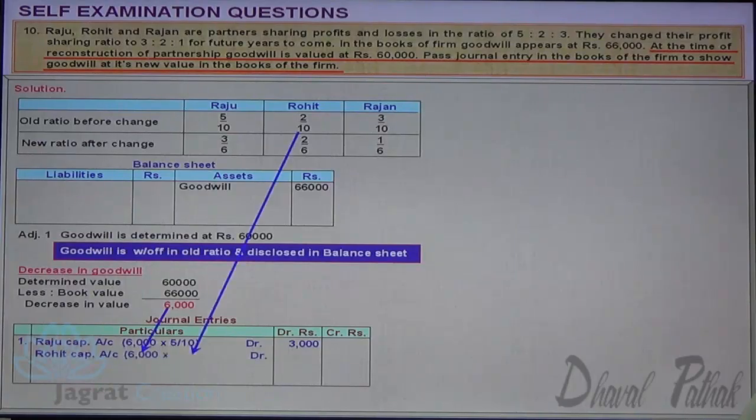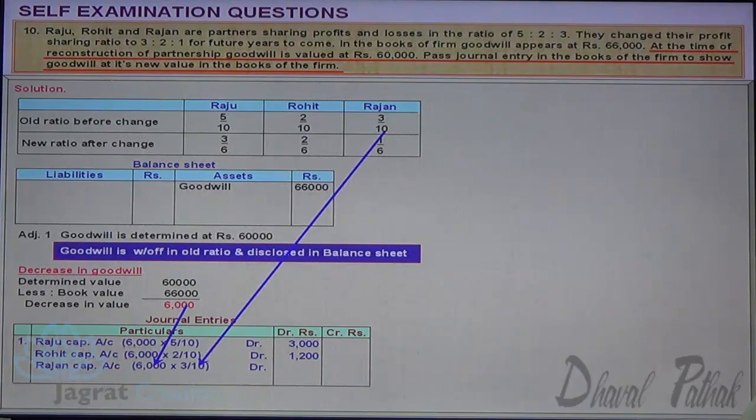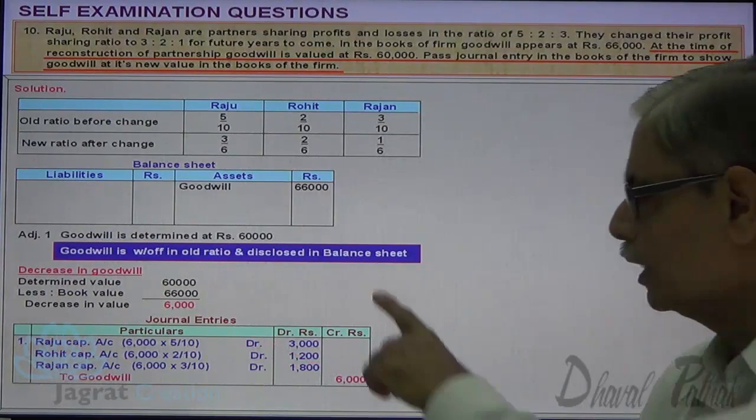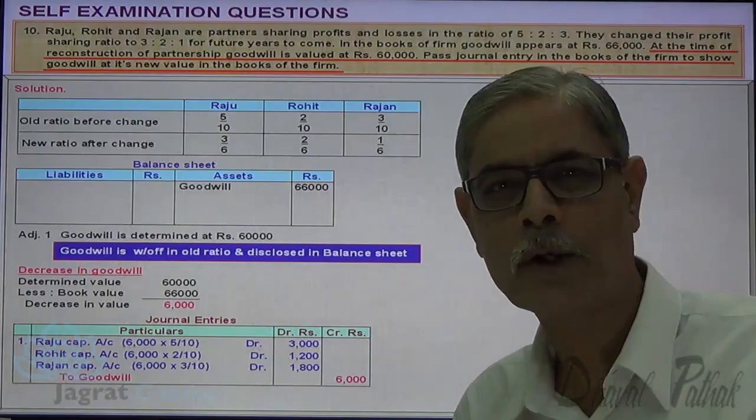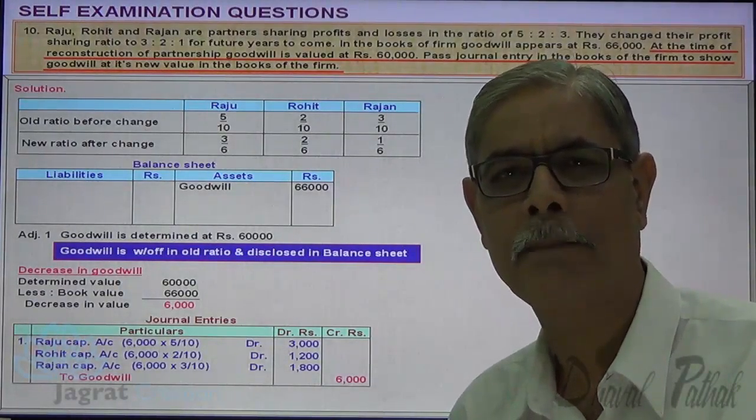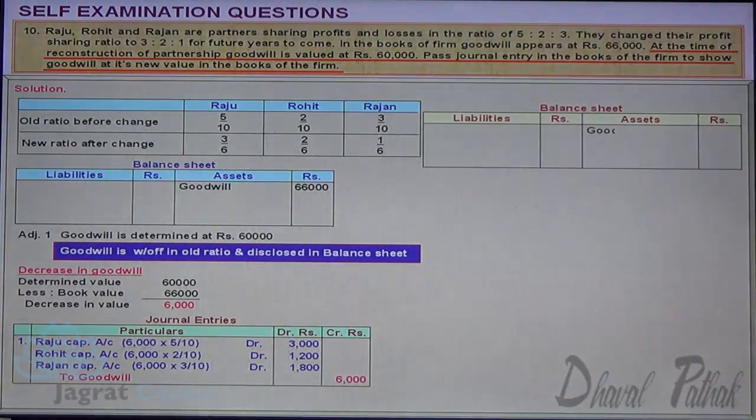Rohit capital account debit 6,000 into 2 by 10. Rajan capital account debit 6,000 into 3 by 10. To goodwill account credit 6,000. Goodwill written off. After you write off goodwill, what value will appear in the balance sheet? Observe. It was 66,000, 6,000 written off. Now the value of goodwill is 60,000.